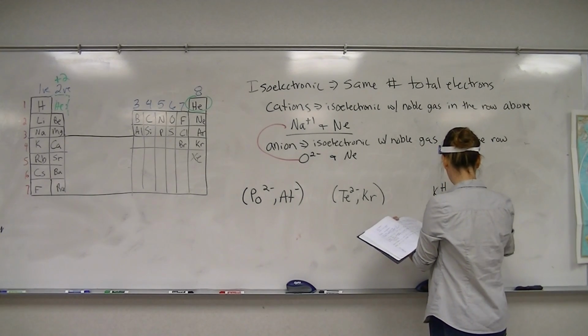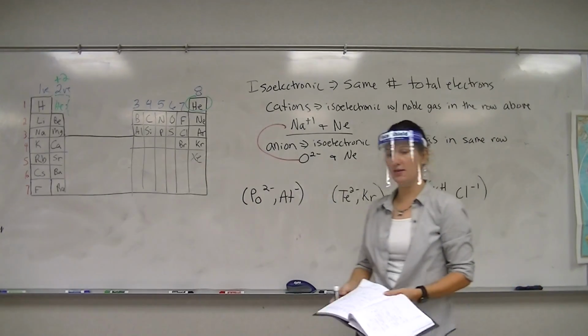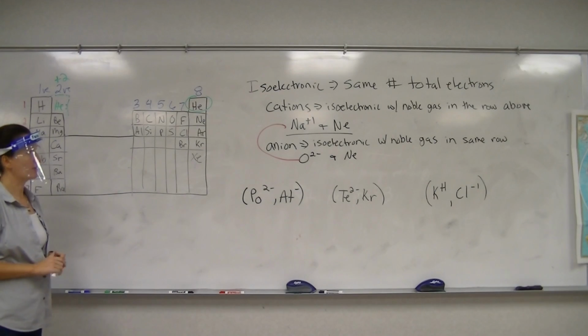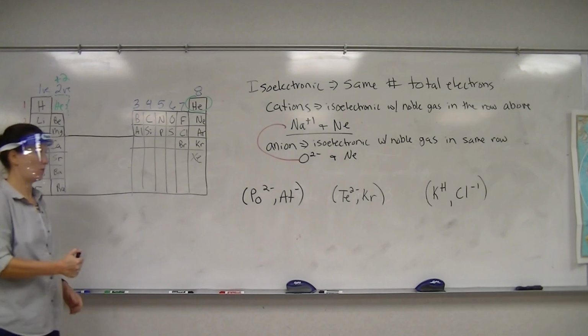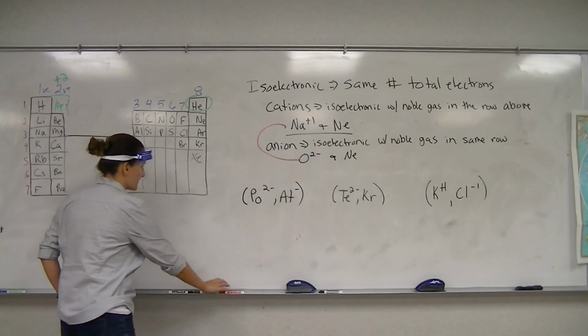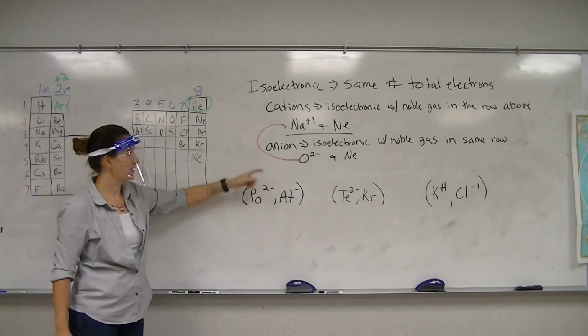So what you might see in your homework is where they just give you the ions, or give you a pair, and they say, are these isoelectronic? So they're asking, do they have the same electron configuration? Do they have the same total number of electrons? So when I do this, I apply these rules.